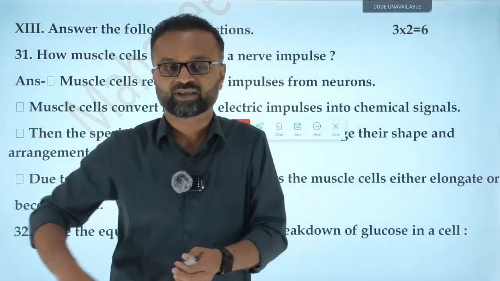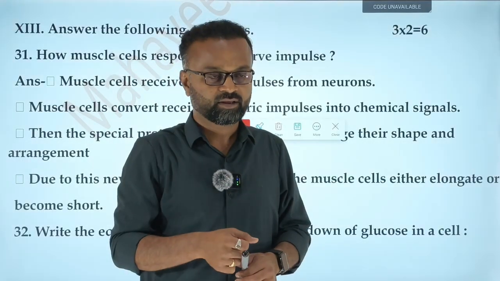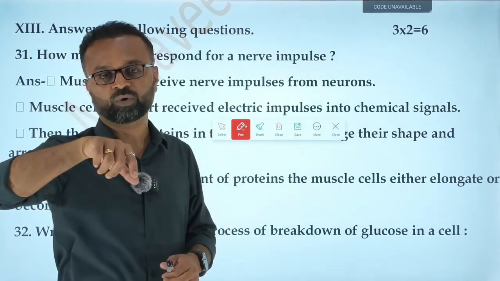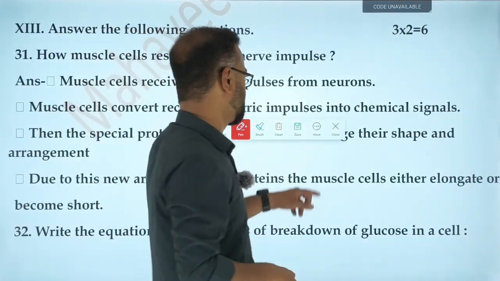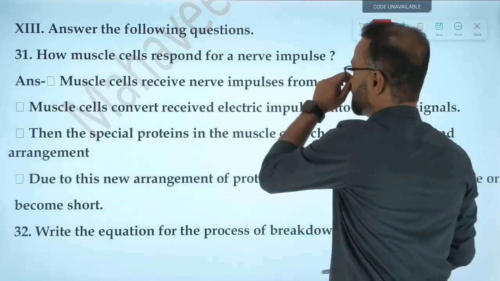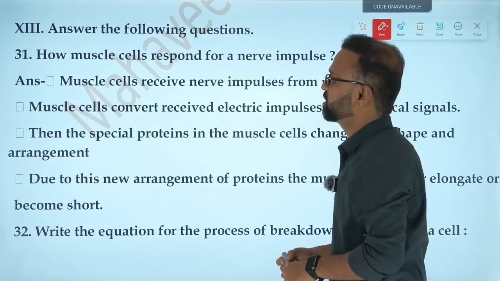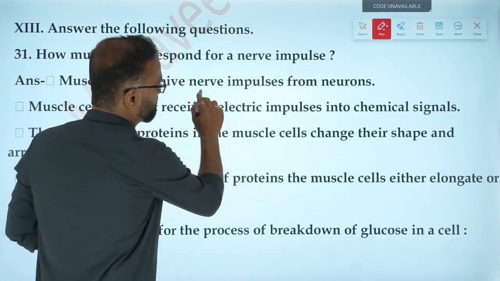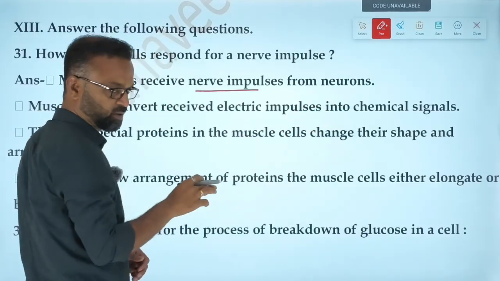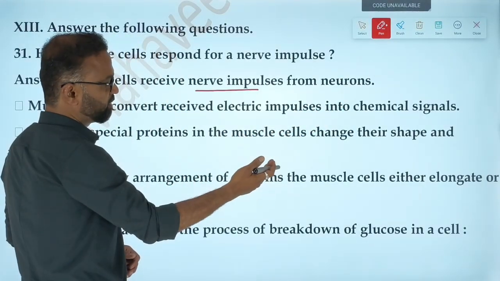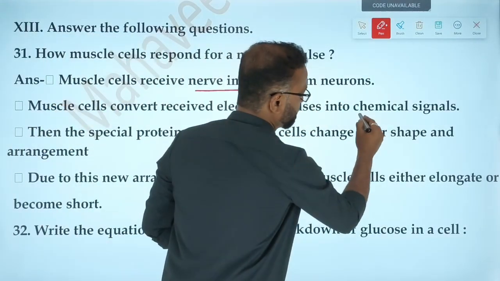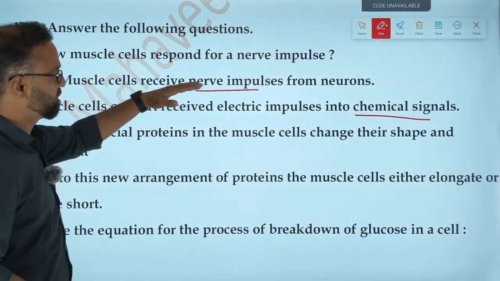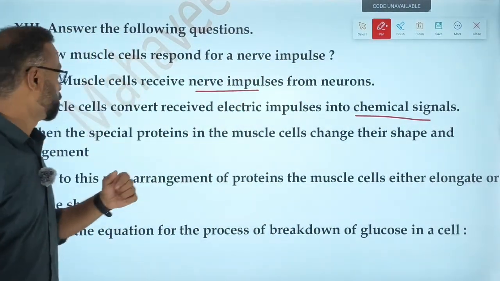Okay, during a reflex action we suddenly withdraw our hand, right? Yes or no? Why? Because the motor neuron is giving a signal to the effector, the muscle cells. Now the question they are asking is, how does the muscle cell respond to the nerve impulse? Nerve impulses are carried only through the neuron, but when it comes to the muscles, they reach in the form of chemical signals. Remember that. So muscle cells receive the nerve impulse from the neurons.